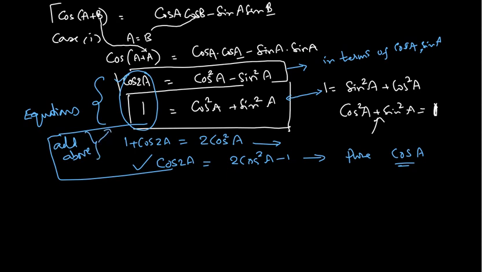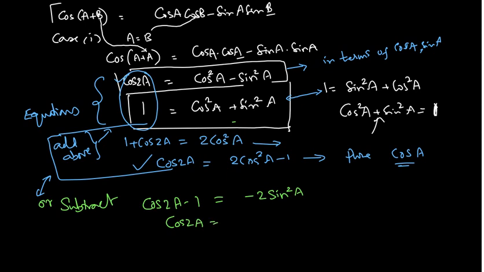So instead of adding, let's suppose I subtract them. Subtract one from the other. Then we'll have cos 2a minus 1 equal to minus 2 sin squared a. Because when you subtract, the sign changes and you get minus 2 sin squared a. Which makes your cos 2a equal to, this one comes to the other side, 1 minus 2 sin squared a. So this formula is pure sin a on the right side. So cos 2a in terms of just cos a, and cos 2a in terms of sin a.